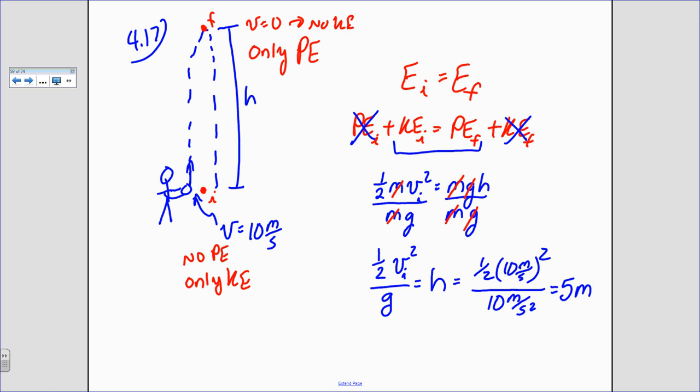So conservation of energy says that in a closed system, the total amount of energy is always the same. So for example, here, he had a certain amount of energy at the beginning, and that same amount of energy he still has at the end, right? And so we can use that fact to find a lot of things about the motion of this object.